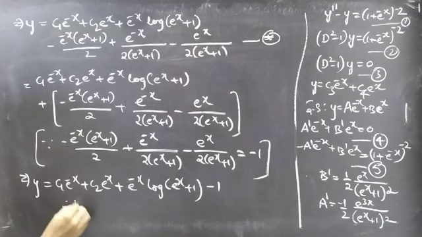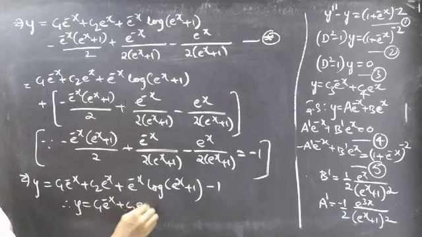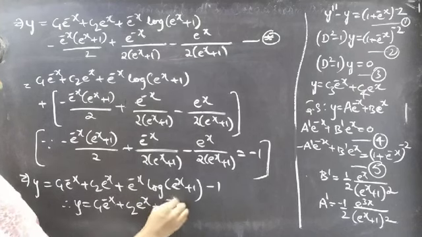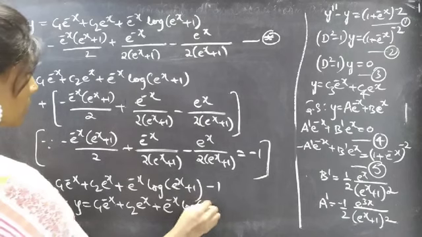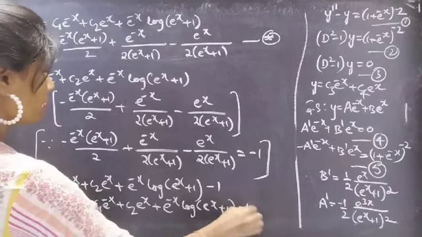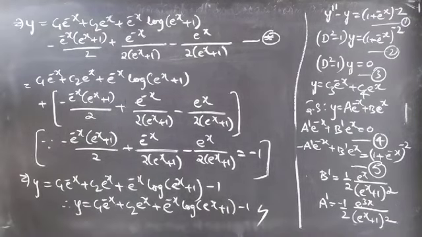Therefore, y = c1 e^(-x) + c2 e^x + e^(-x) log of (e^x + 1) - 1 is the required solution.